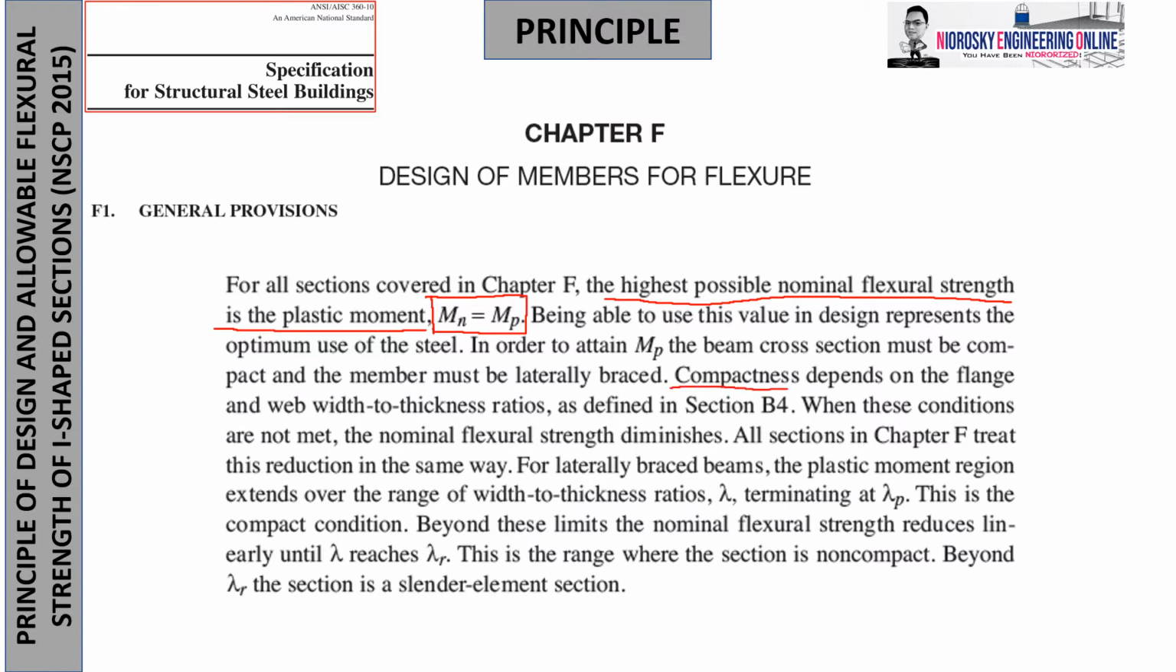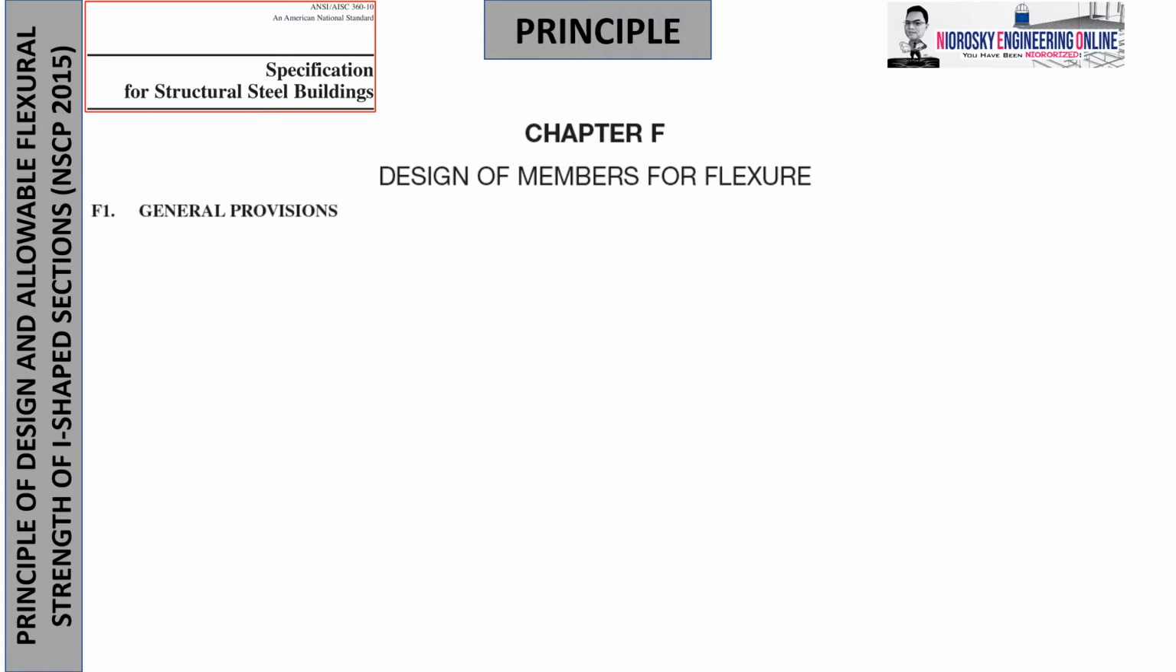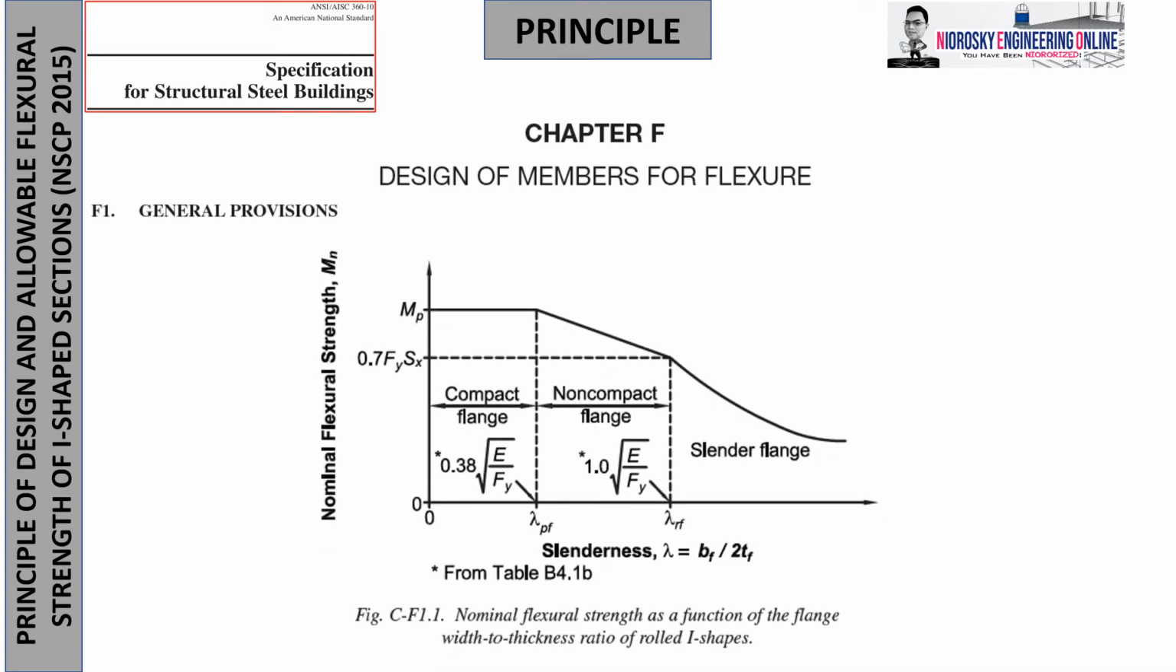Kaya naman, compactness depends on the flange and the web width-to-thickness ratios as defined in Section B4, as well as meron din ito sa NSCP 2015. So kung makikita natin sa table na to, from being compact until it becomes slender, bumababa ang capacity natin, or what we call the nominal flexural strength.